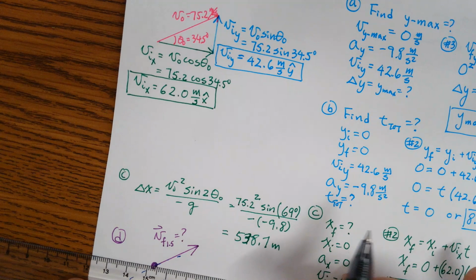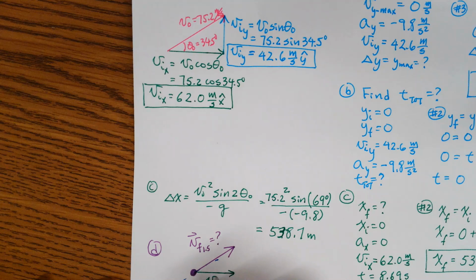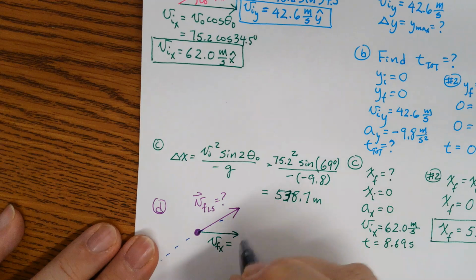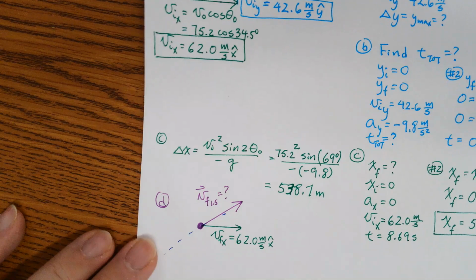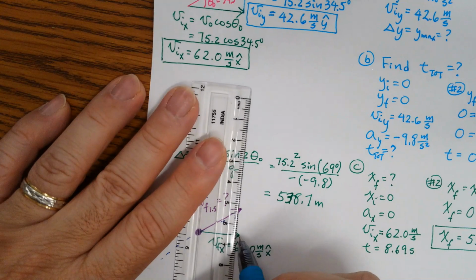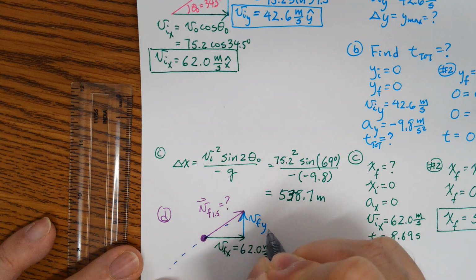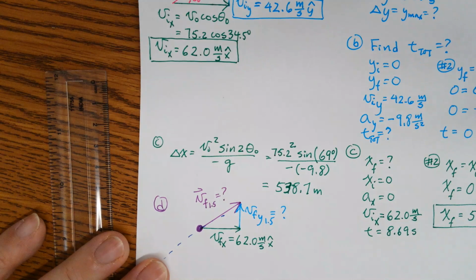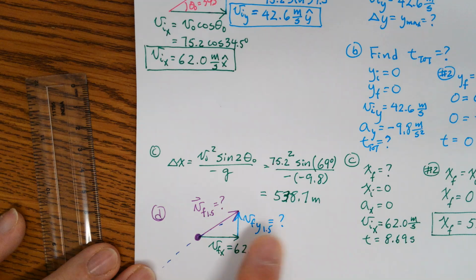We know the x final, VFX, at any time is equal to 62.0 meters per second, because that doesn't change no matter what time it is. So that's something we know. However, we don't know what the VFY is at 1.5 seconds. So now we can say, oh, then we could figure this VFY out.